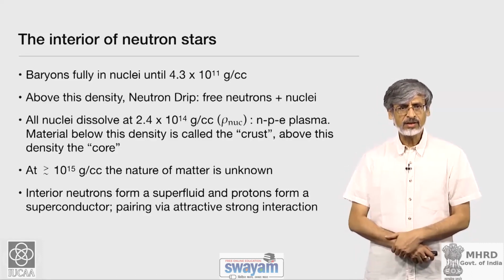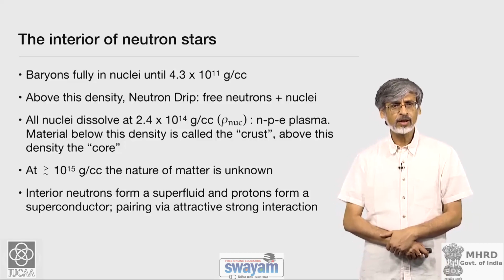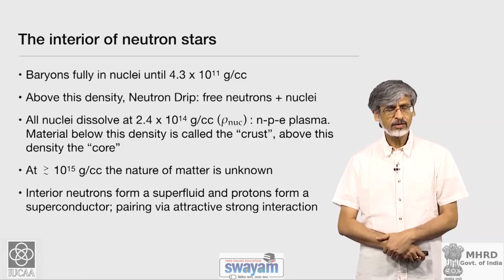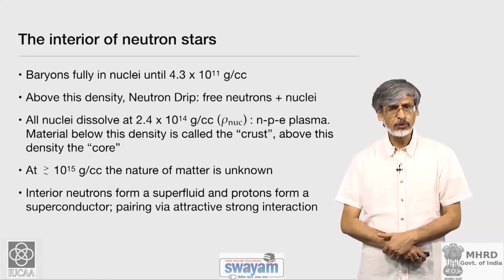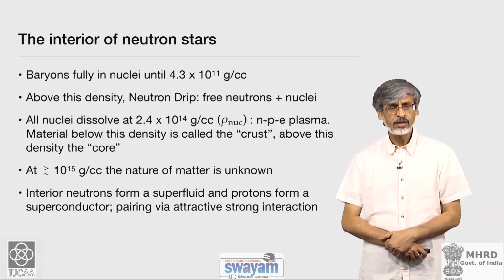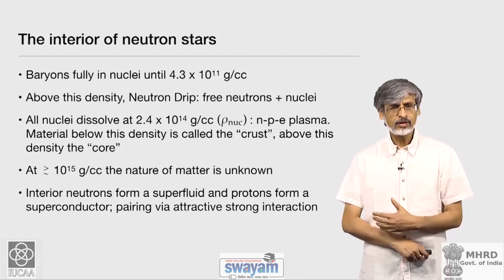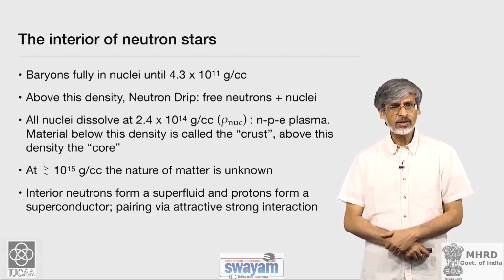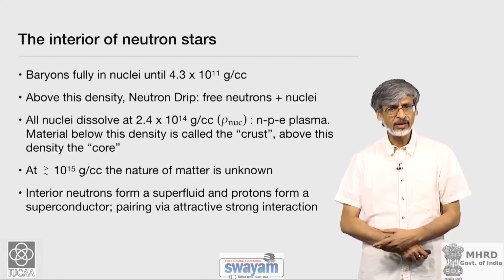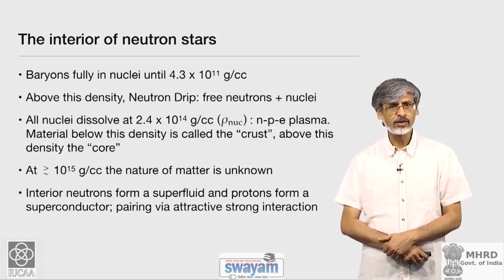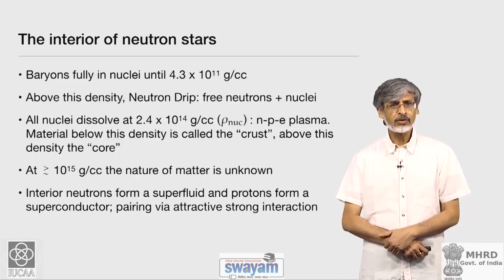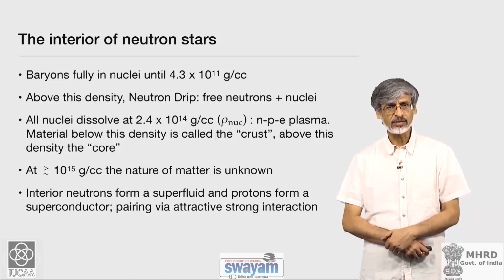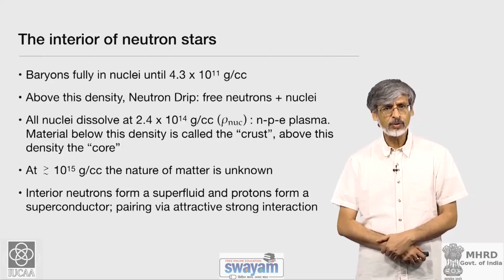In the interior of the neutron star, where neutrons and protons are present, the neutrons interact via strong interaction, and so do the protons, and the interaction which is attractive between these Fermi particles causes them to form a paired bosonic state, which is a superfluid state. For neutrons, it forms a superfluid, and the protons form a superconductor, and the pairing comes from the attractive strong interaction.